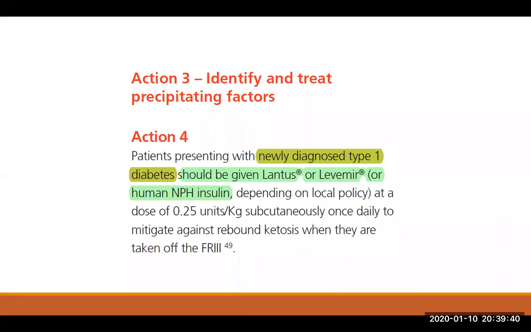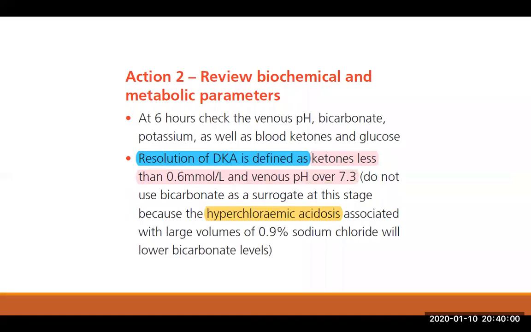And this is very important in management of DKA: identify and treat the precipitating factor. In a newly diagnosed type 1 diabetes, basal insulin should be given immediately during the management of DKA.